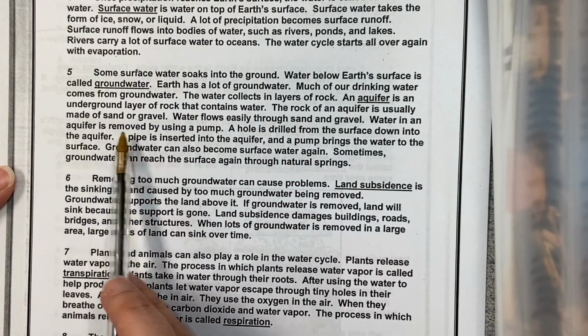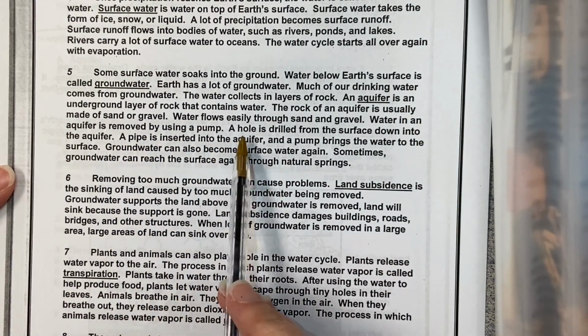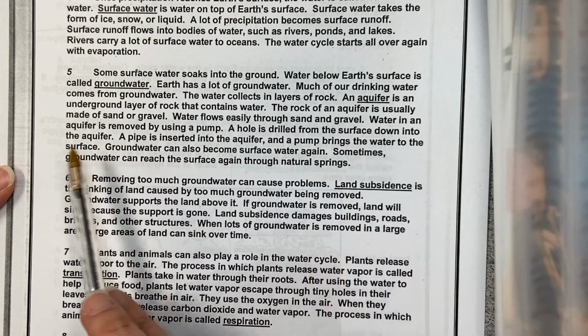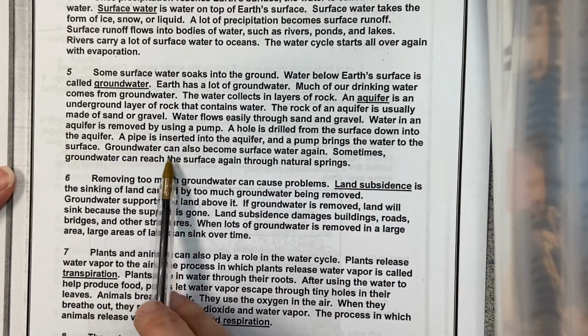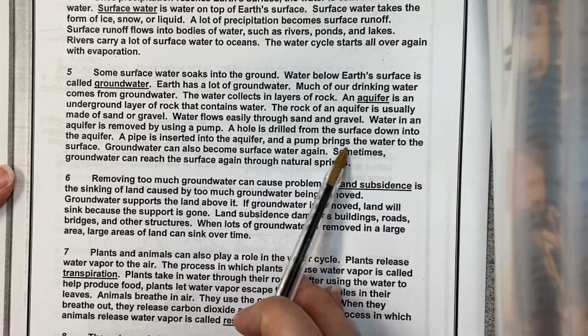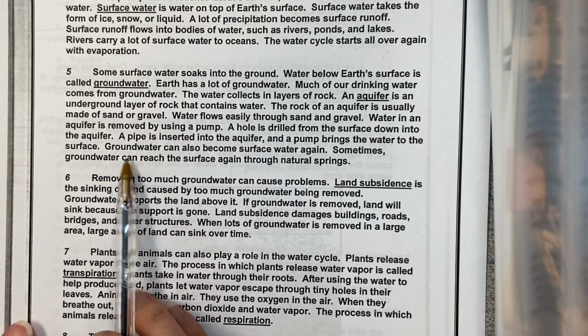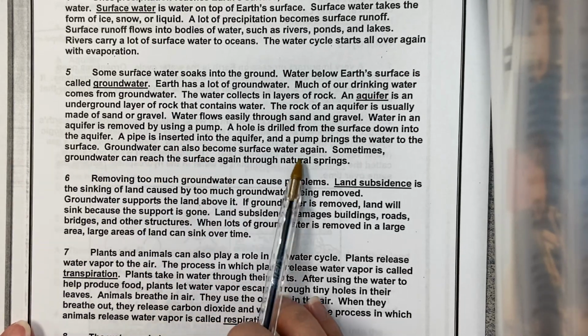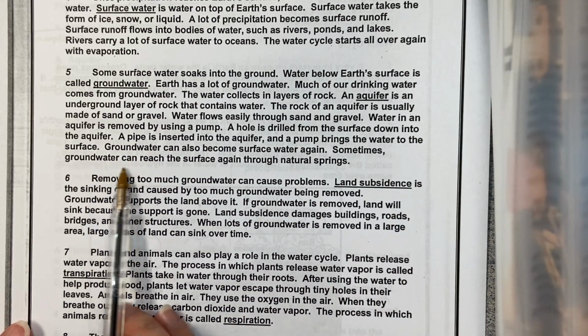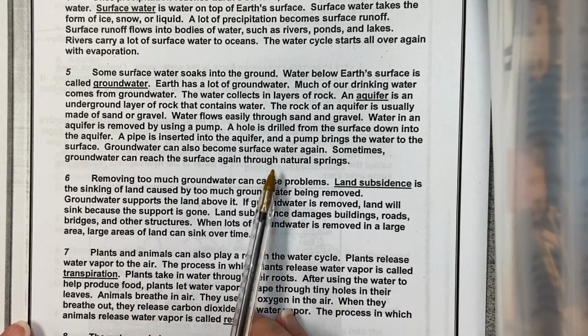Water in an aquifer is removed by using a pump. A hole is drilled from the surface down into the aquifer. A pipe is inserted into the aquifer, and a pump brings the water to the surface. Groundwater can also become surface water again. Sometimes groundwater can reach the surface again through natural springs.